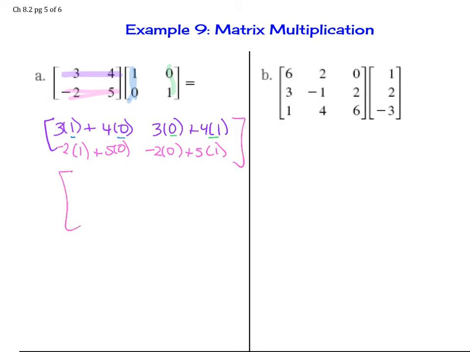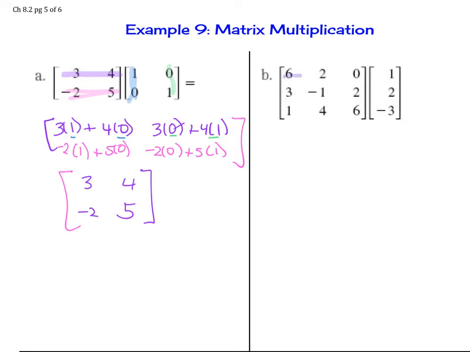So then let's continue on with this work. So this is 3 plus 0, and then this is also 0, so it's 4, and then -2, and this is a positive 5. So 3, 4, -2, and 5. Now let's try this one.